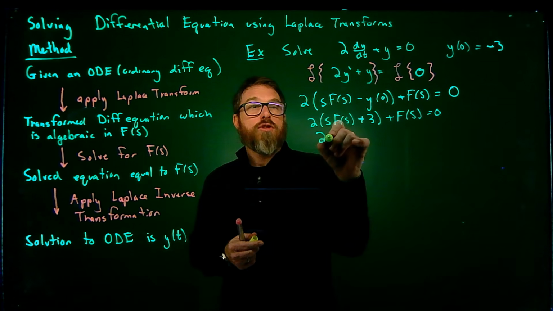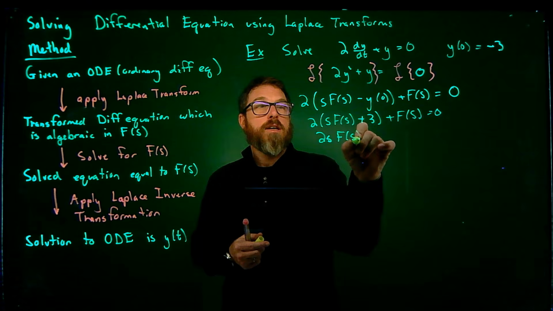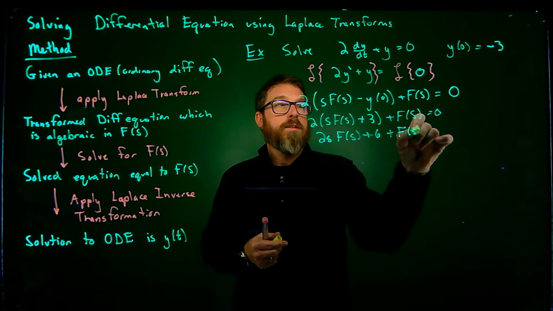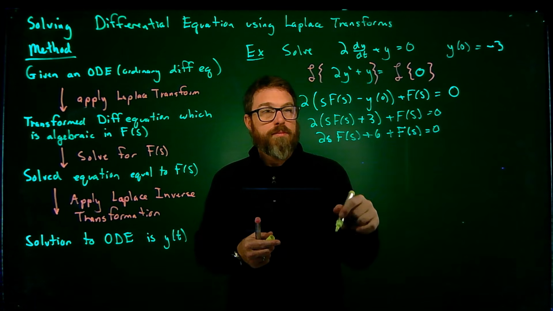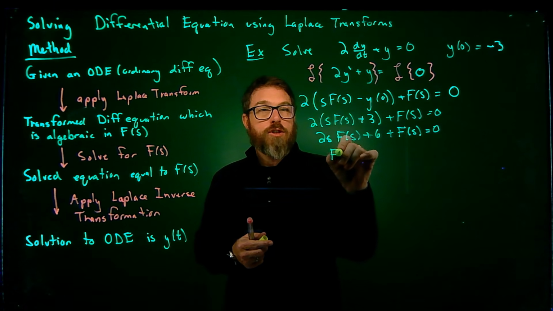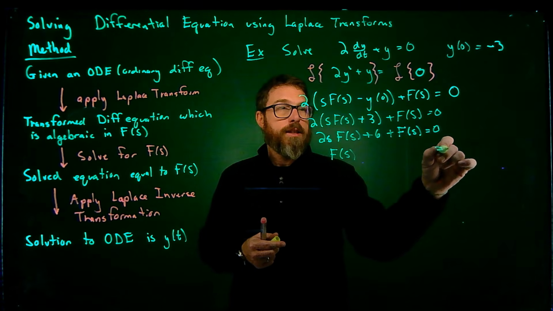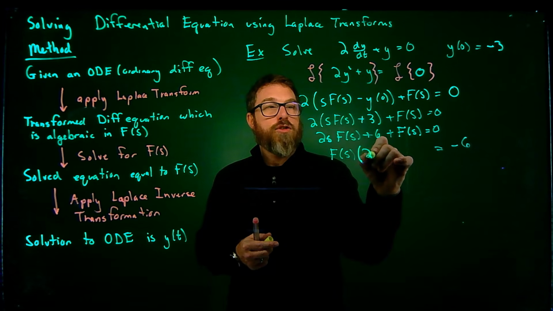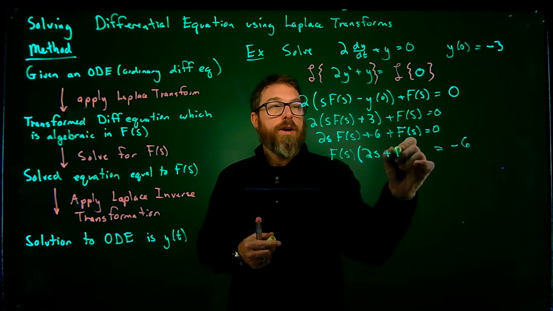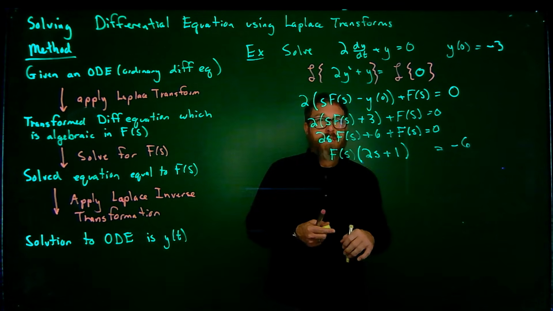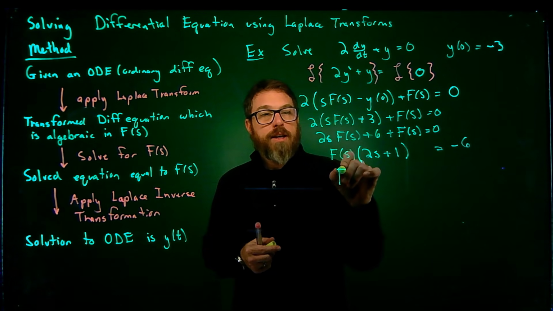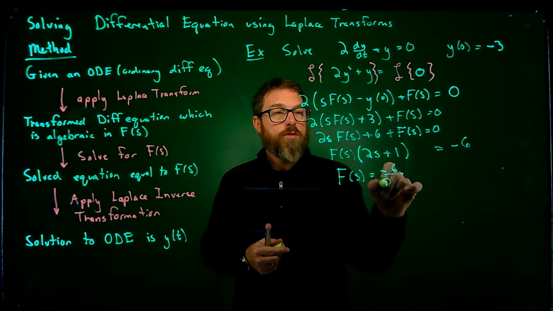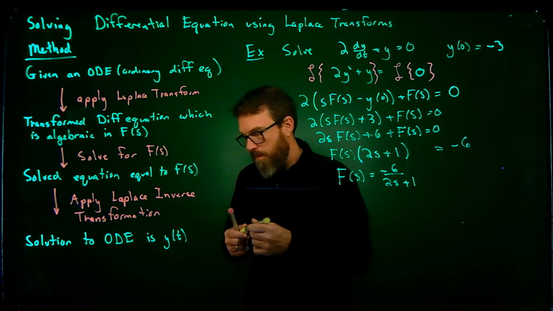So I have 2s capital F of s plus 6 plus capital F of s is equal to 0. Solving for F of s, I'm going to isolate that F of s after I send this 6 over. So we're going to have capital F of s times 2s plus 1 is equal to negative 6. So finally, capital F of s is going to be equal to minus 6 all over 2s plus 1.